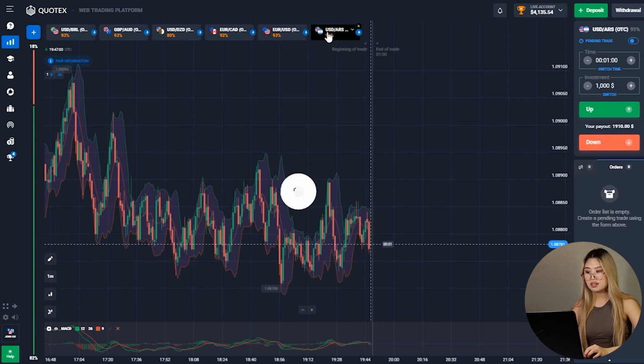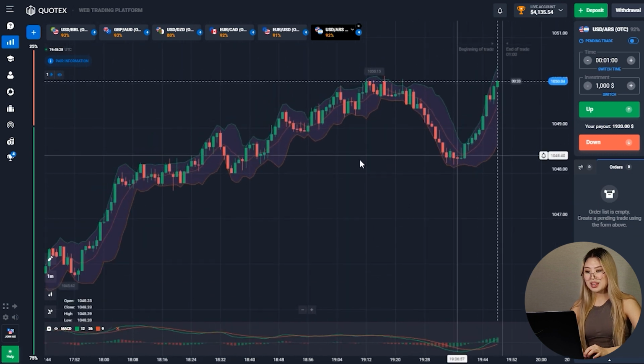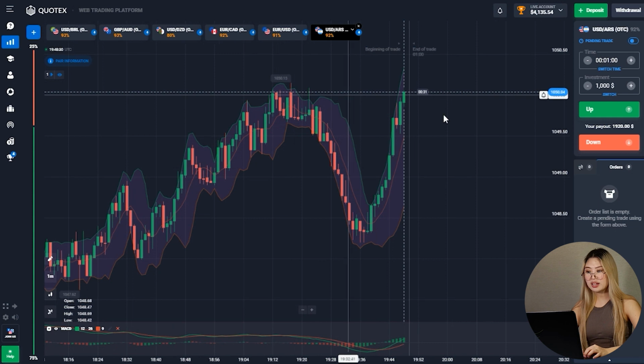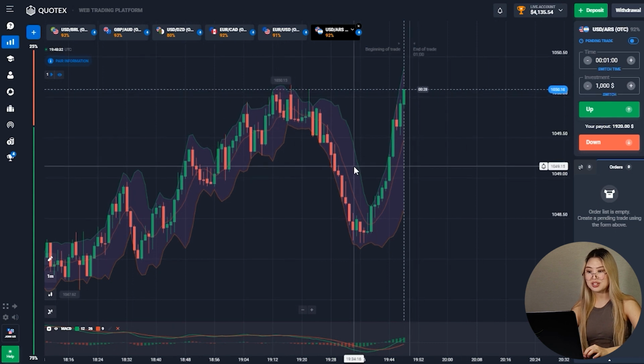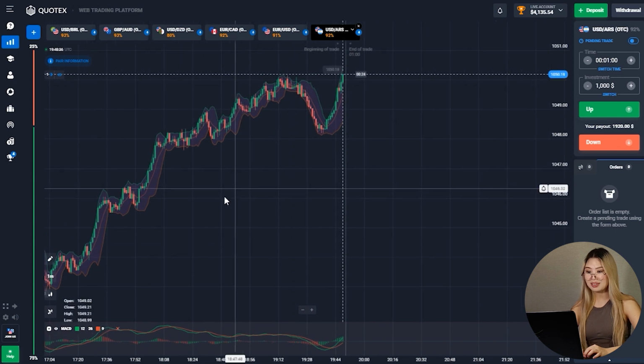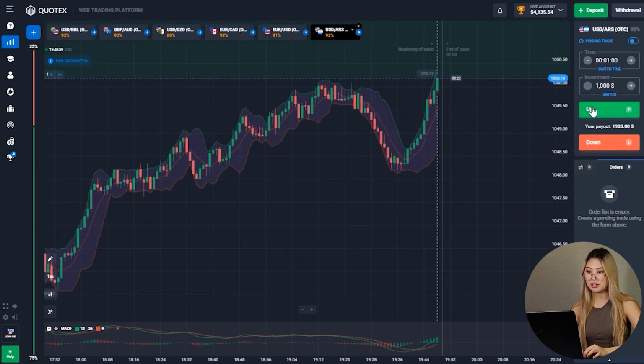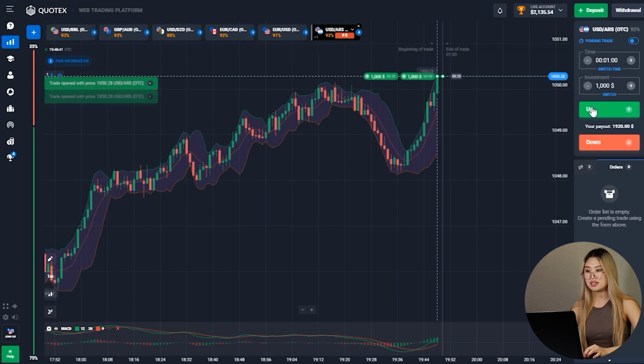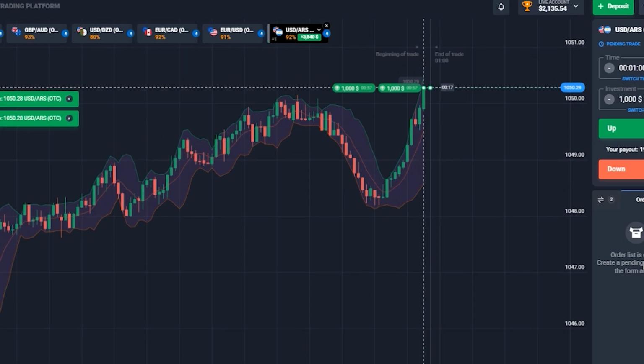Let's move on to this currency pair. Guys, we see a good situation in this currency pair. We can note that the price has reached the support level, but as we can see, there is an uptrend here and many levels have been broken. That's why I want to open a trade up here. Let's go.